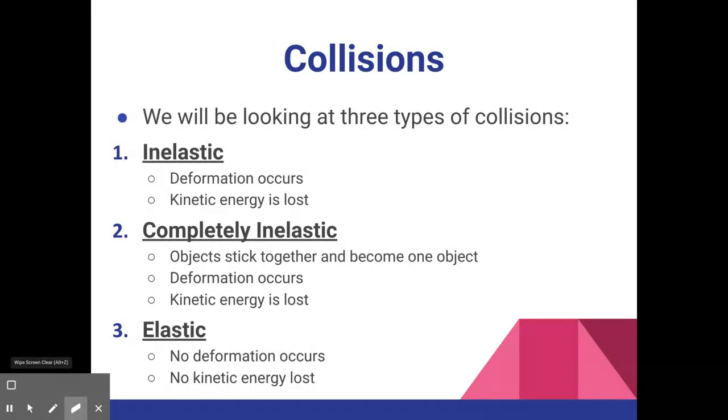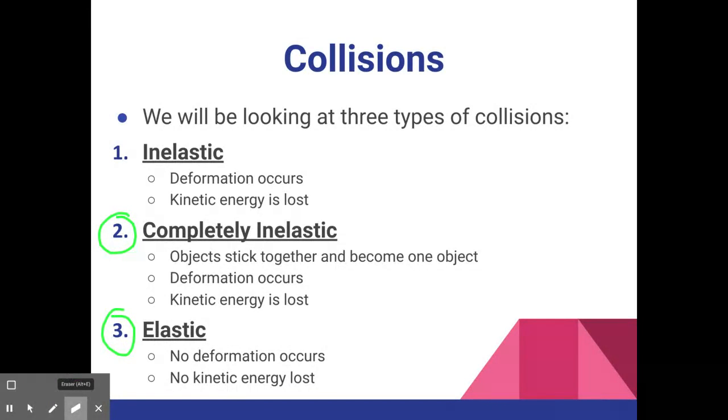In inelastic collisions, deformation of your objects occurs, and kinetic energy is lost. In completely inelastic collisions, objects stick together and become one object. Deformation does occur, and kinetic energy is lost. So the biggest difference between the first and second is that in completely inelastic collisions, objects stick together and become one object. That's a huge key difference. And then finally, in elastic collisions, no deformation occurs, and no kinetic energy is lost. So hopefully you can see why we're going to be focusing on these two.